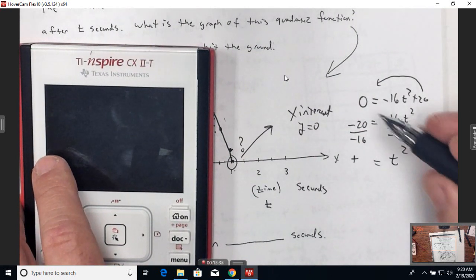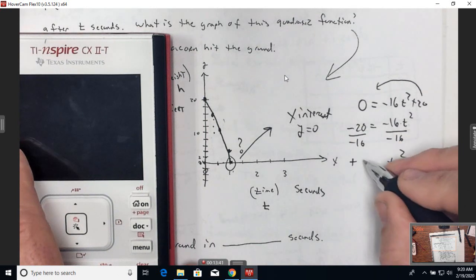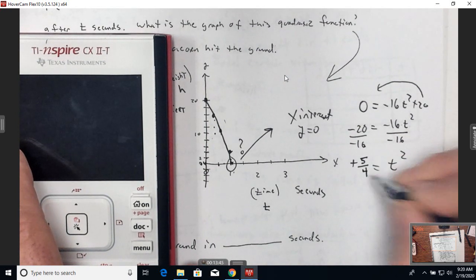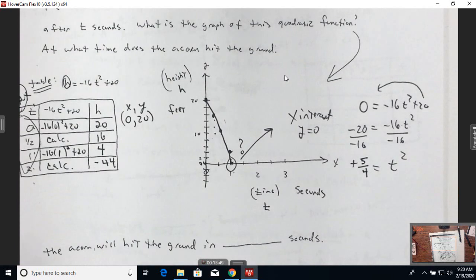It's a fraction, isn't it? What number will go into 20 that will also go into 16? 4. Divide this by 4, it would be? 5. Divide this by 4, it would be? 4. 20 divided by 4 is 5. 16 divided by 4 is 4.